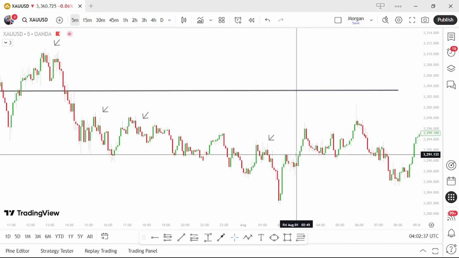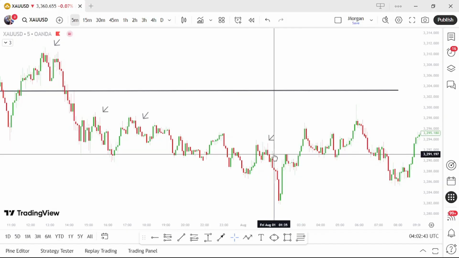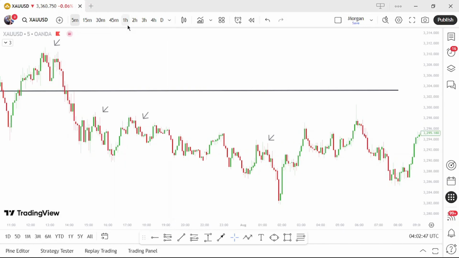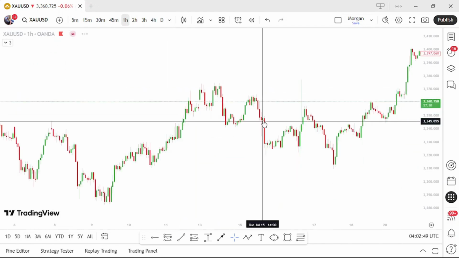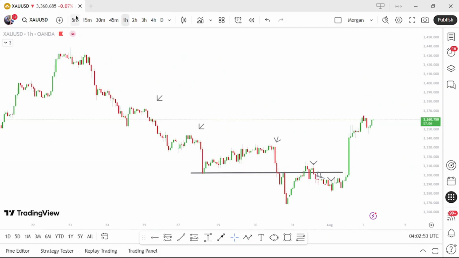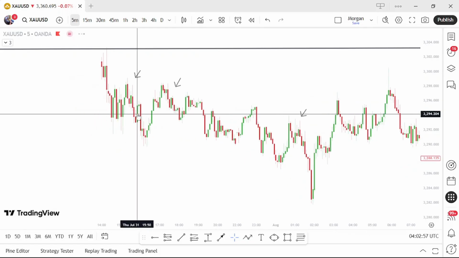Price comes on and takes out this level. And also remember, this was range session, and if you look at the higher time frame, it was just ranging. Oh, that's why. Look at that. It was just ranging, and that was weird.